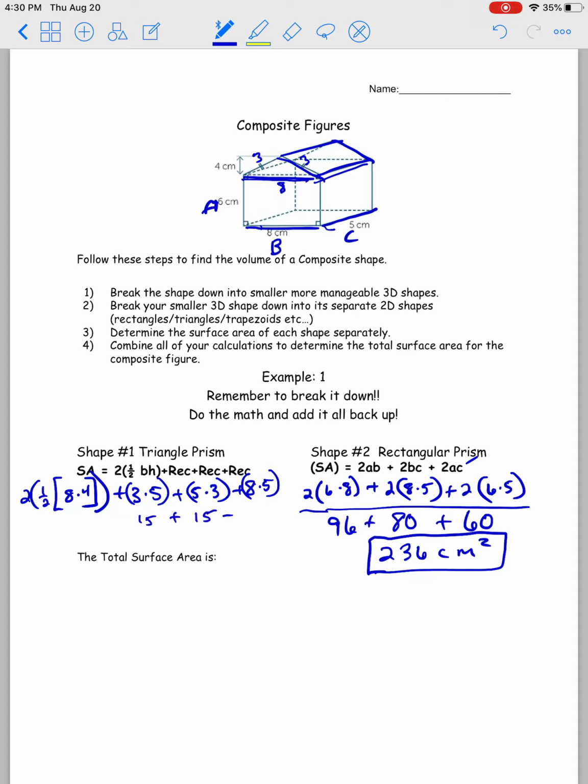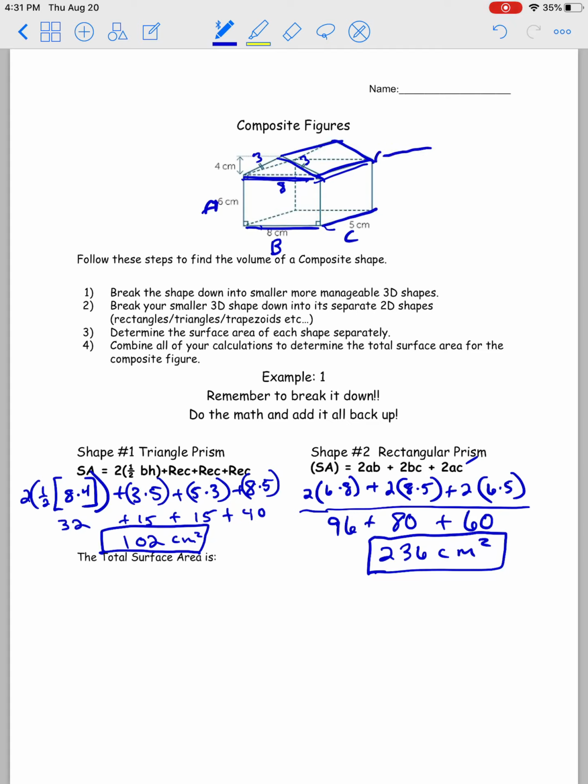This will be 15. This will be 15. This will be 40. Over here, 8 times 4 is 32. Divided in half is 16. Times 2 is 32. Now let's add them up. You have 32 plus 15 plus 15 plus 40. 102. Okay? 102 centimeters squared. Now, these are our two measurements: the roof and the house.